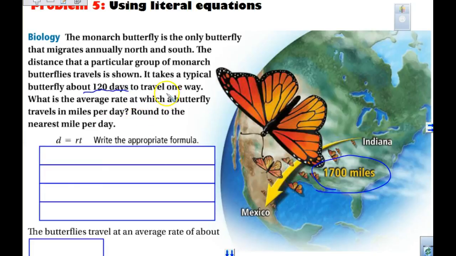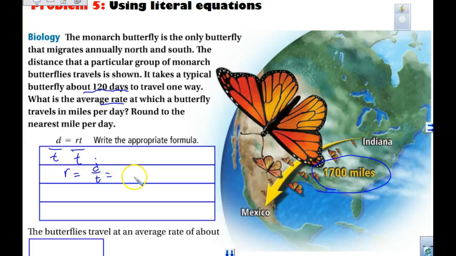First thing we are asked to find, what is the average rate? So of our 3 variables here, distance equals rate and time, we want to find what r equals. Which means, Kennedy, what should I divide both sides by, possibly? Divide by t. So we're trying to find what r equals. R in this case is equal to the distance divided by our time.